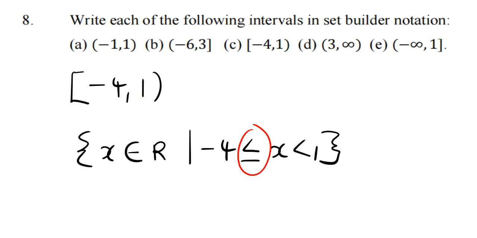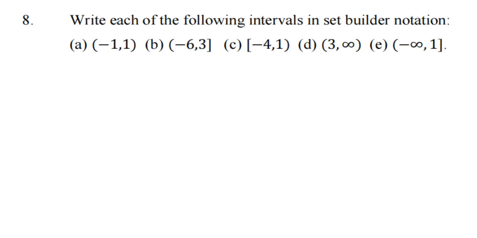Then we come to D. How do we simplify D? For D, we have 3, and then we are going all the way to positive infinity. So in this case, what would be x? x would be a member of real numbers.